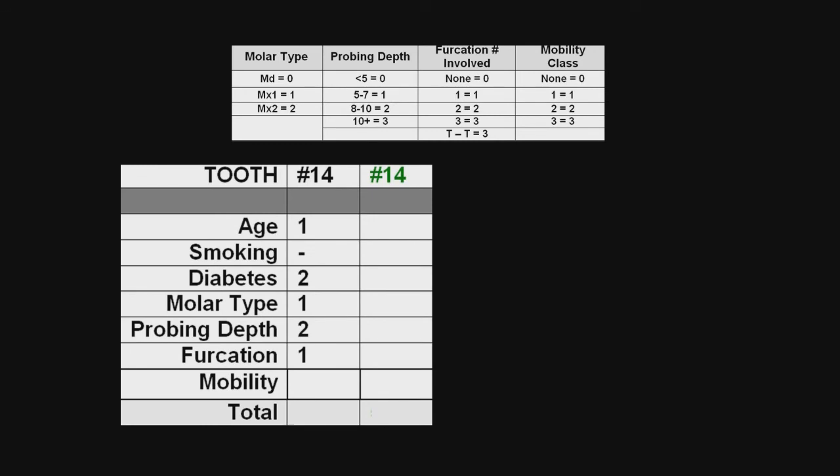On tooth number 14, we scored 1 for furcation, and we have some mobility, but since the patient is 75, I'm not as impacted by the mobility as I would be in a younger patient. If this patient were, say, 30, I would probably score the mobility a 2. But in any event, this patient scores an 8, and this is where the problem comes in.